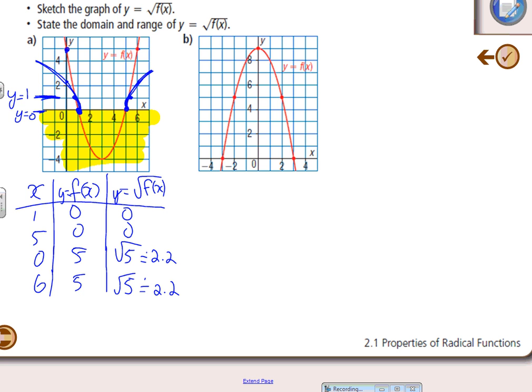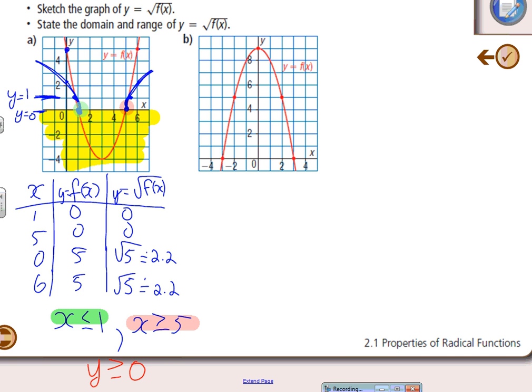Domain. I have everything to the right of the x-intercept, and to the left of the x-intercept. So we have two different parts that we have to look at. The left side is x is less than or equal to that 1. We also have x is greater than or equal to the right of the 5. So our two spots. I'll highlight them for you. And then the range is, again, same as it's always been. y is greater than or equal to 0.